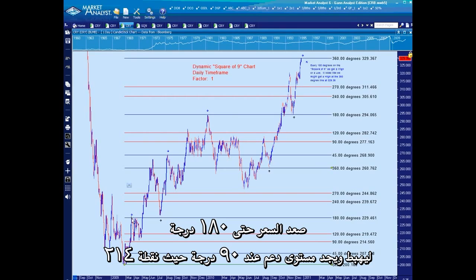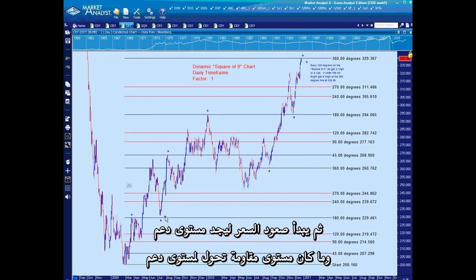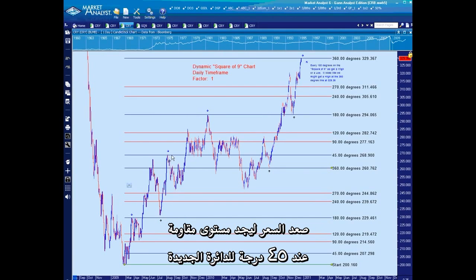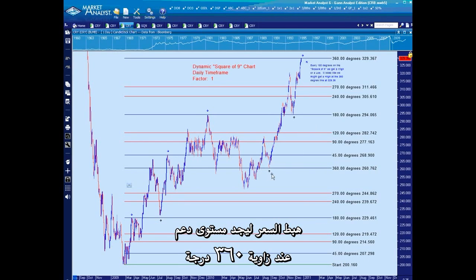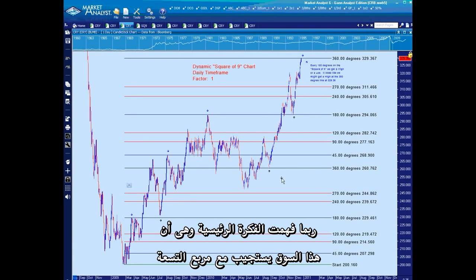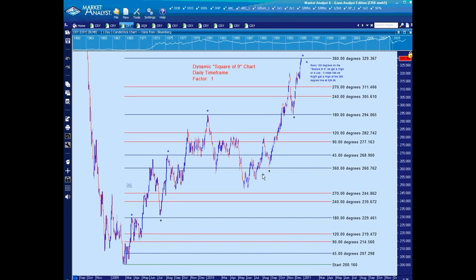If you go up 180 degrees, you come back down, you find support on the 90-degree line at 214. Then you take off again, you come back, you find support. What was resistance is now support. You go up, you find resistance at the 45-degree line of a new circle. You come down, you do a lot of noise, you come back up, boom, 180-degree line again at 294. Come back down, you find support at the 360-degree line. So maybe you get the idea that this market is responding to the square of 9.